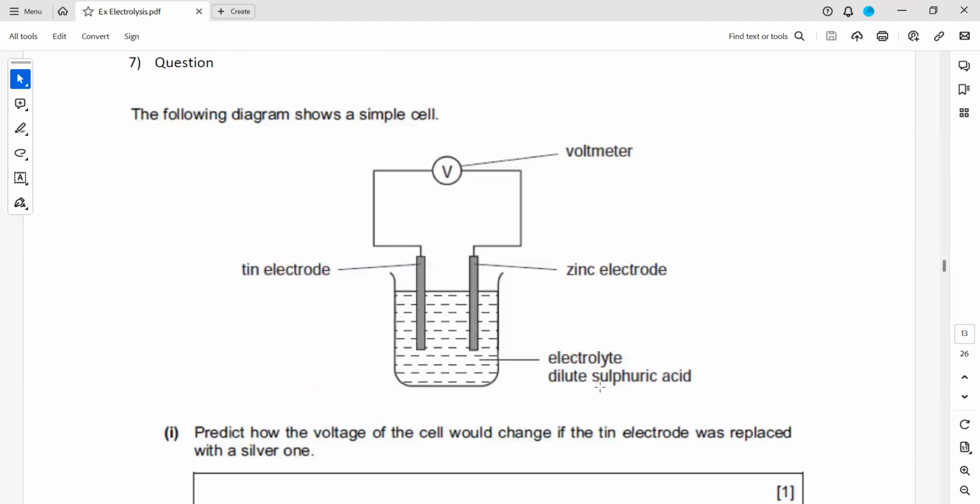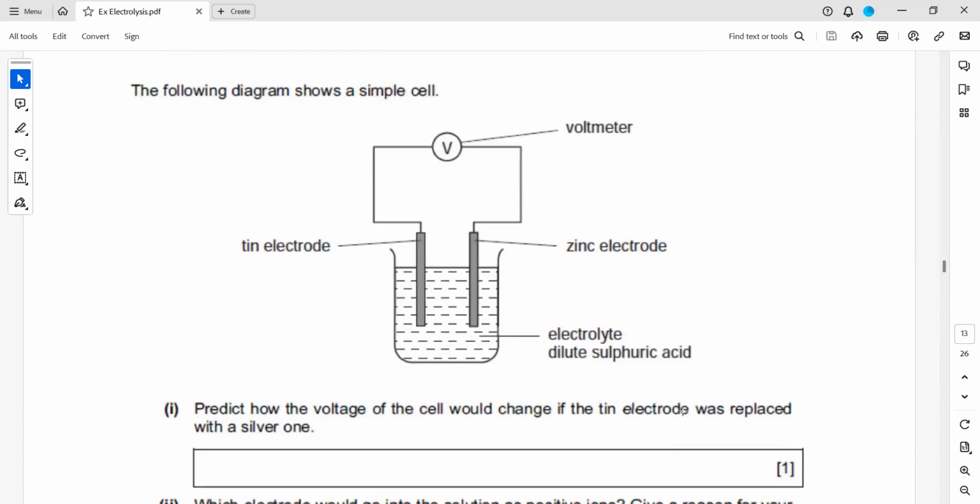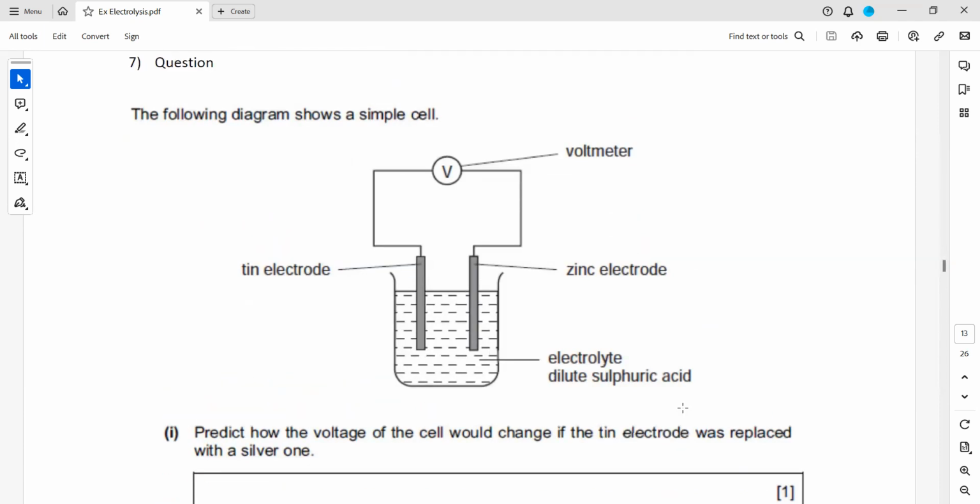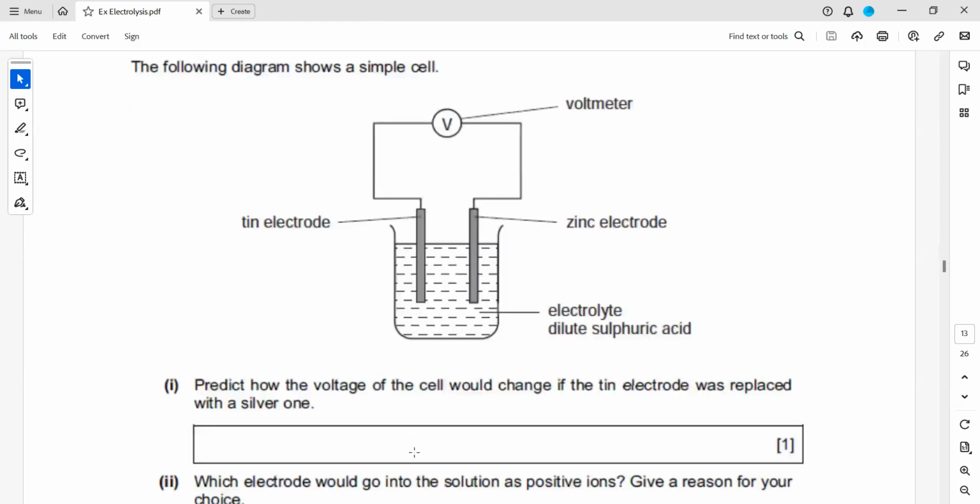Again, you can see the following diagram shows a simple cell. Tin is there and zinc is there. Predict how the voltage of a cell would change if tin is replaced by silver. Tin is more reactive and silver is the least reactive. So if I change tin with silver, what happens to the voltage? Will it increase or decrease?